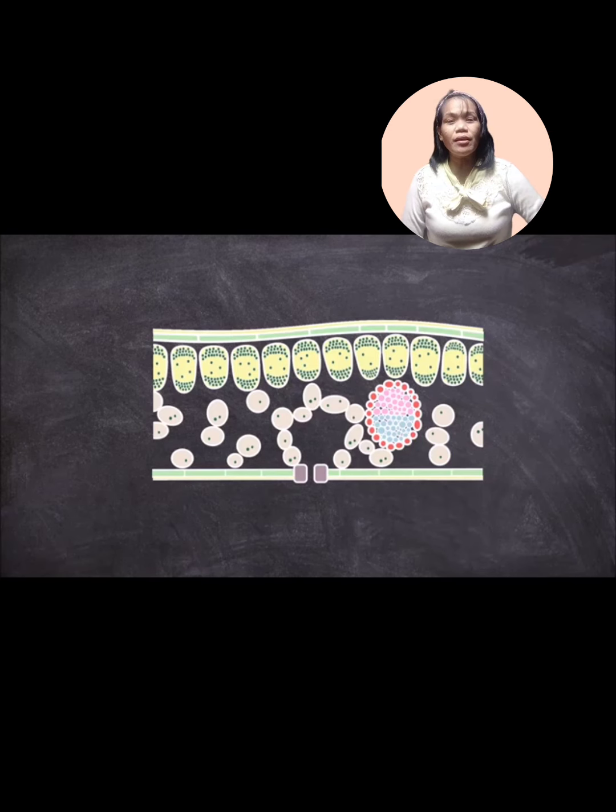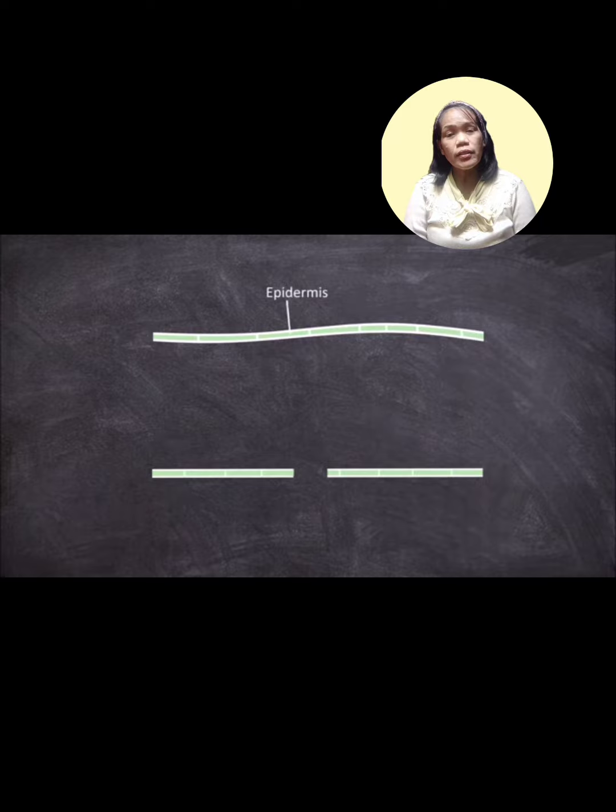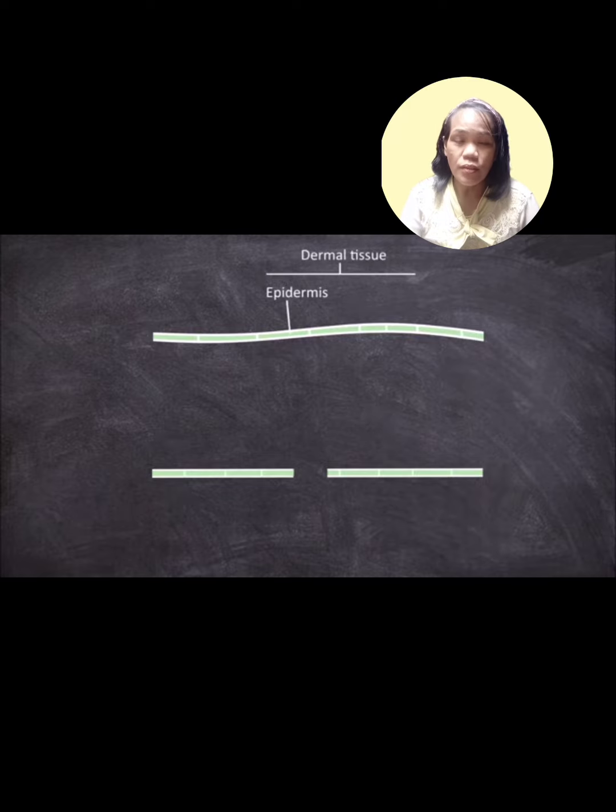The anatomy of a leaf. Within the leaf, there are three types of tissues: dermal tissue, ground tissue, and vascular tissue. The epidermis is found on the lower and upper surface of the leaf.